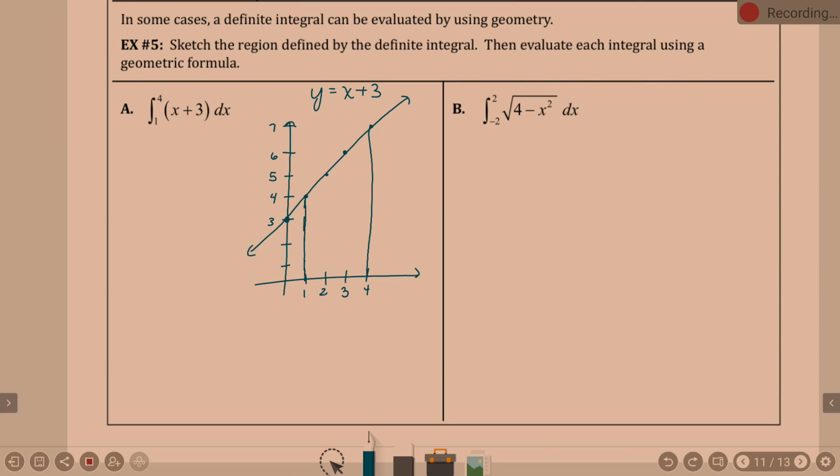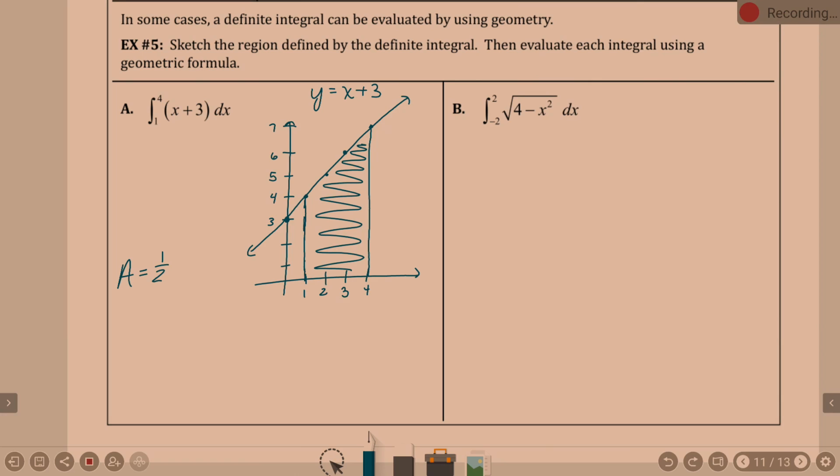What do we have here? Got a trapezoid? Unless you prefer a rectangle and a triangle, whatever floats your boat. I personally would say trapezoid though. So, area of a trapezoid, what do I need? Okay, base 1, base 2, and height.